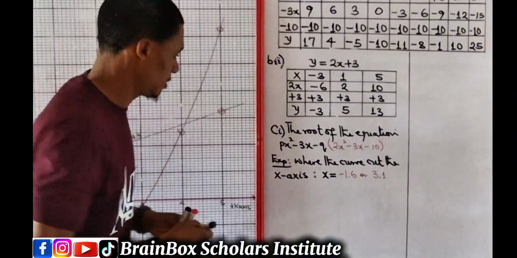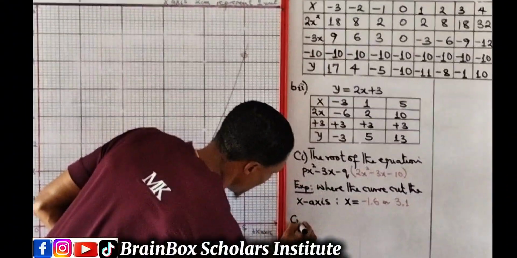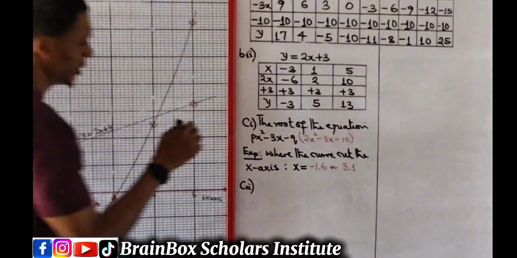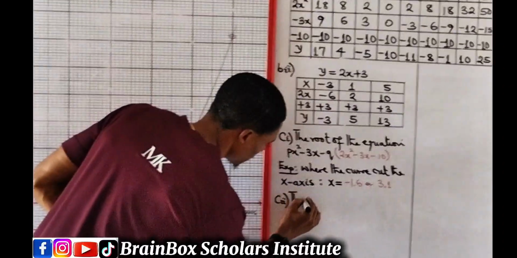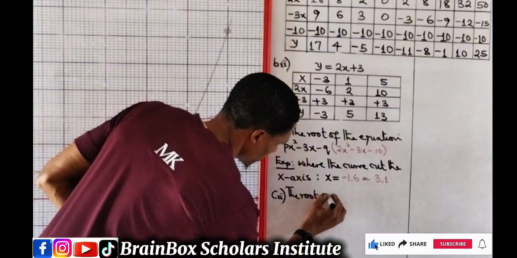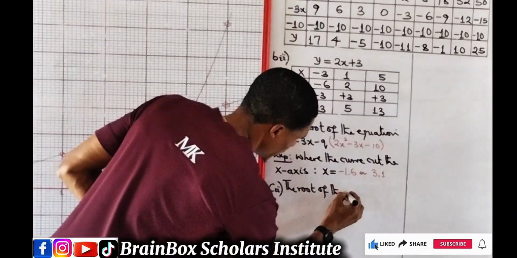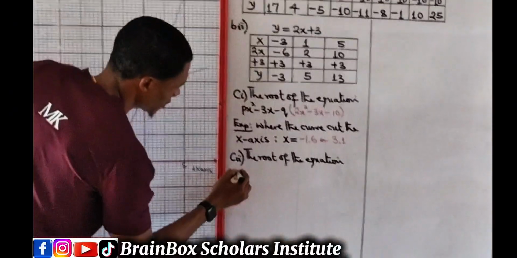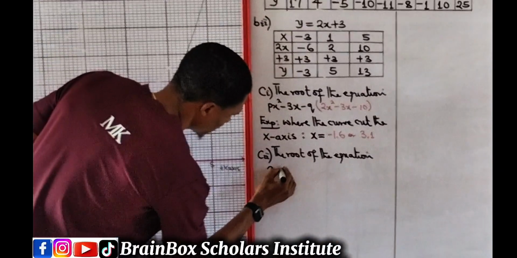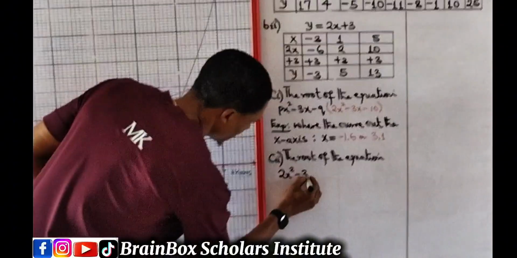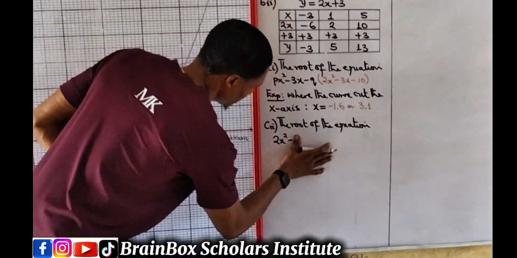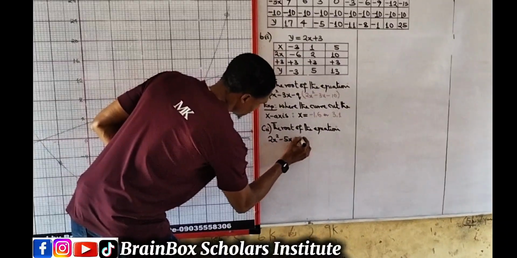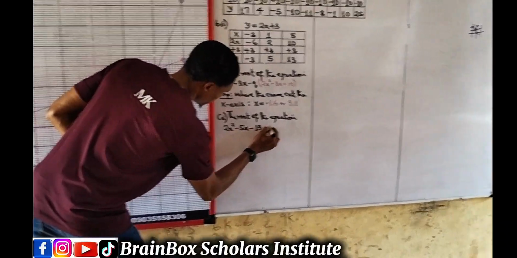C-I-I is the next one. The root of the equation: 2x squared minus 5x minus 13 is equal to 0.